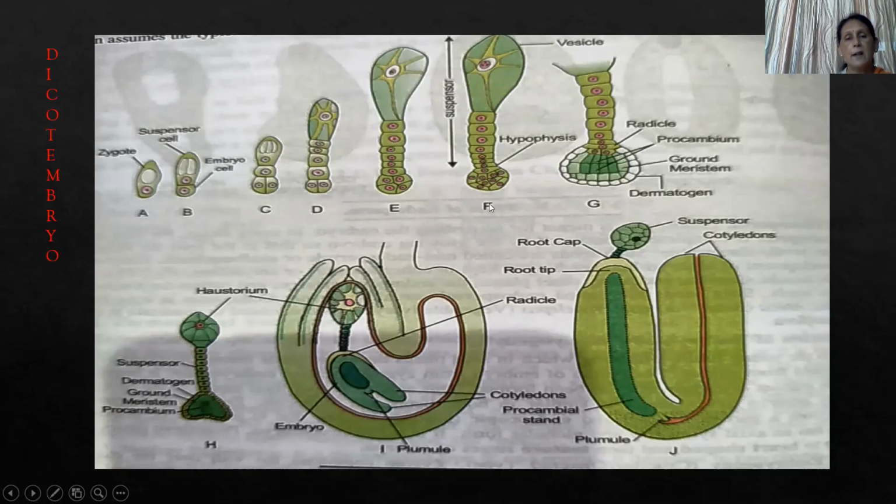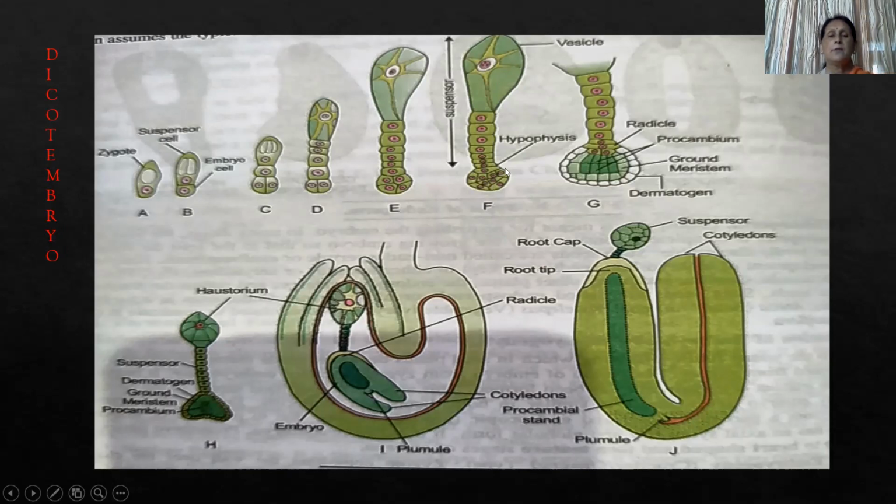Here in the D to F diagram you see the topmost cell of the suspensor gradually increases in size. It is called haustorium, and the lowermost cell of the suspensor that is found near the embryonal cell is called hypophysis. So here is the part of suspensor cell, that is the suspensor that is derived from the basal cell or suspensor cell. Next is the embryonal cell that divides by transverse division and then periclinal division and forms 4 cell to 8 cell, then into 16 and 32 cell structure.